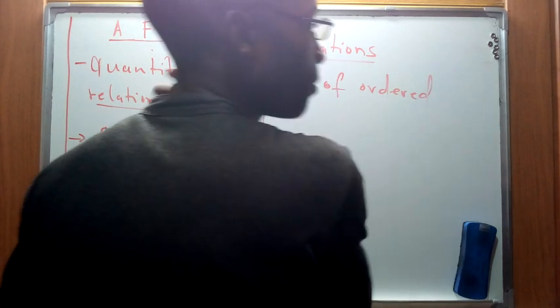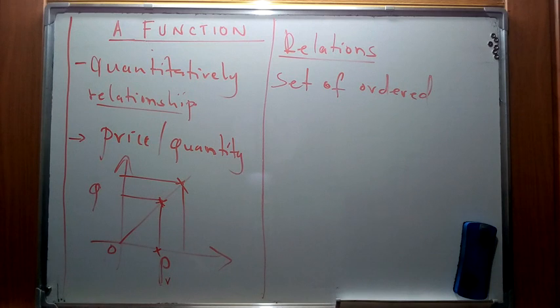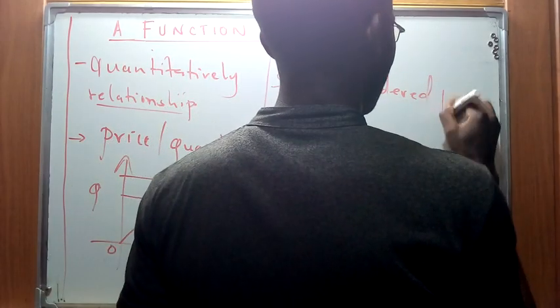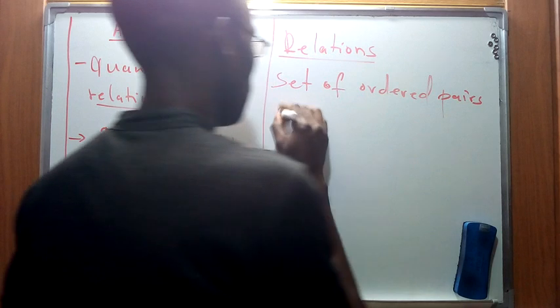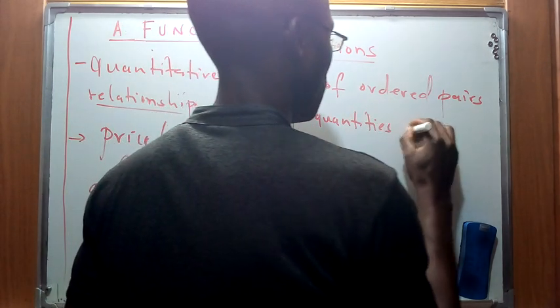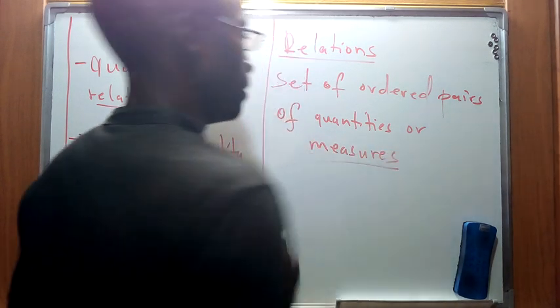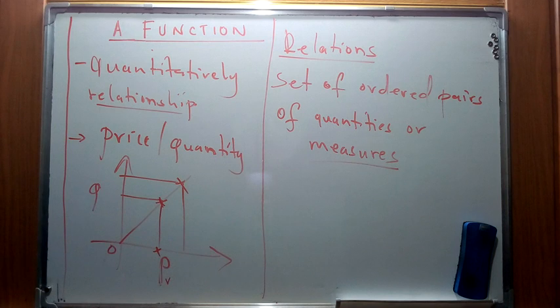And we're going to give this one a broader definition perhaps when we come across that particular concept. So a set of related ordered pairs of quantities or measures can be referred to as relations. And basically in that particular video we were discussing the concept of representing these relations in terms of symbols.